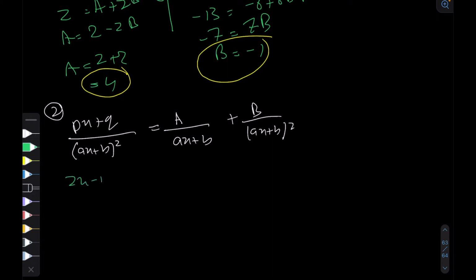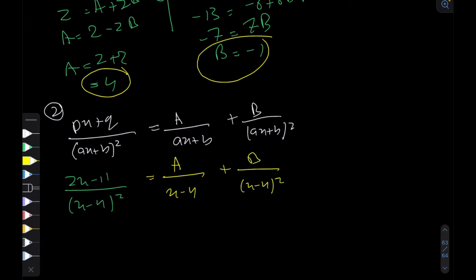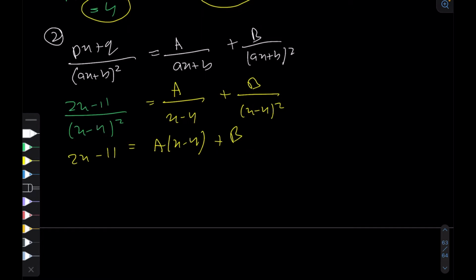So let's say 2x minus 11 over x minus 4 whole squared. I know that this should equal a over x minus 4 plus b over x minus 4 whole squared. Let's cross multiply, or multiply both sides: 2x minus 11 is equal to a times x minus 4 plus b. Now I can conveniently use the fact that when x is equal to 4, 2 times 4 minus 11 is equal to, well, this would become 0, b. So b is equal to 8 minus 11, which is minus 3.